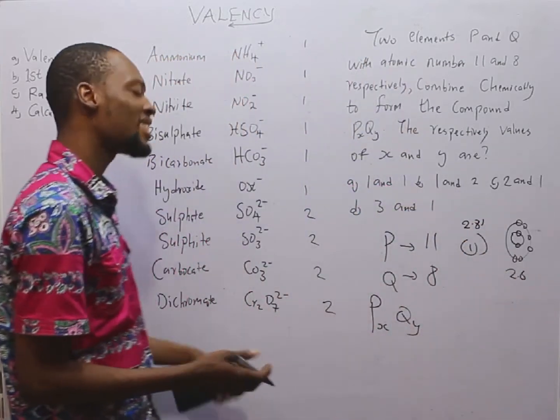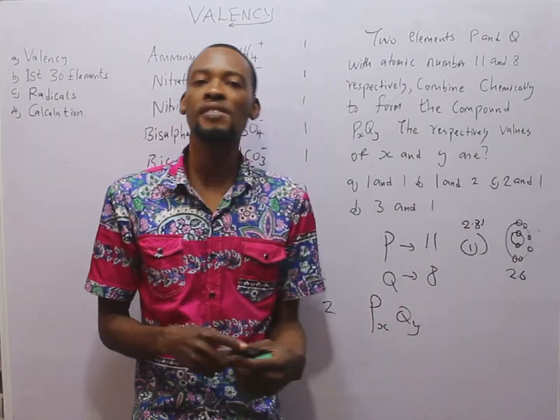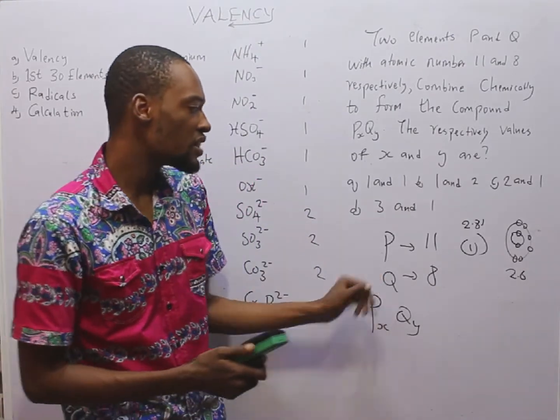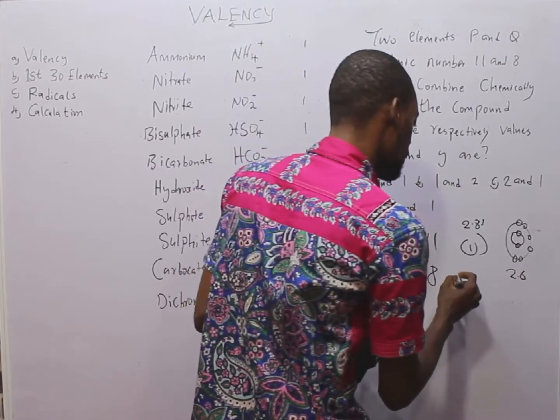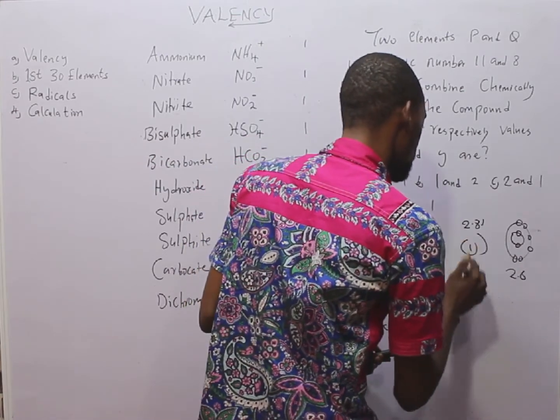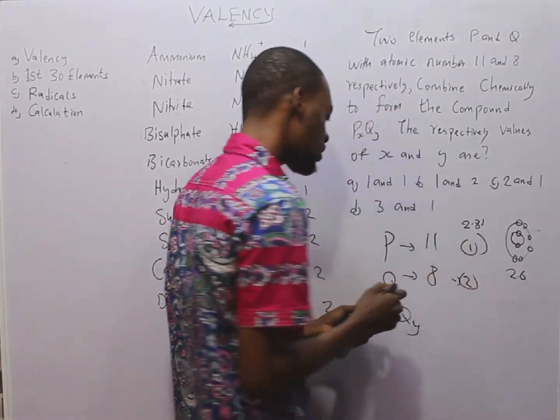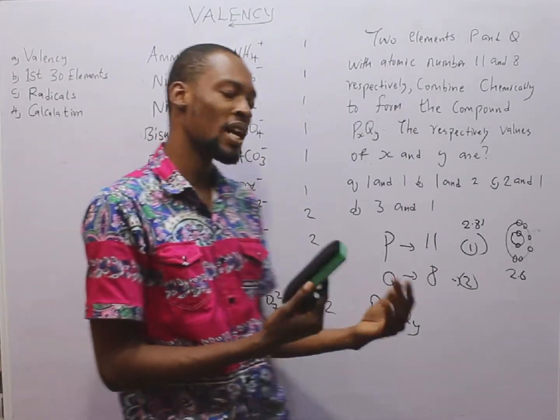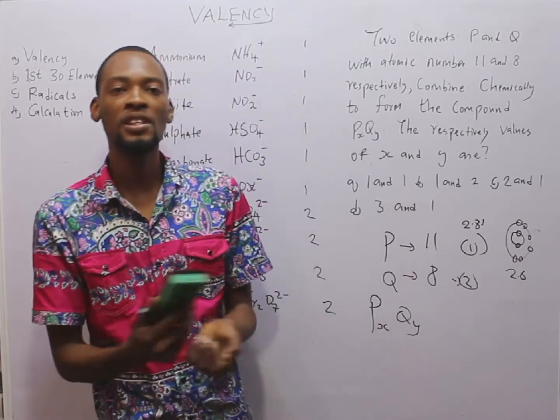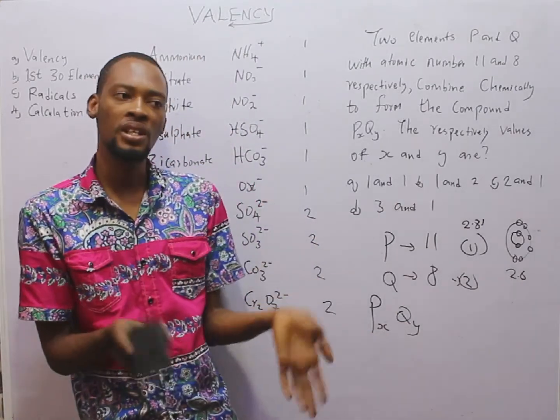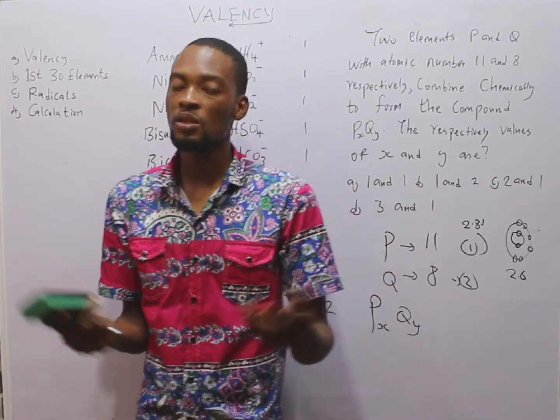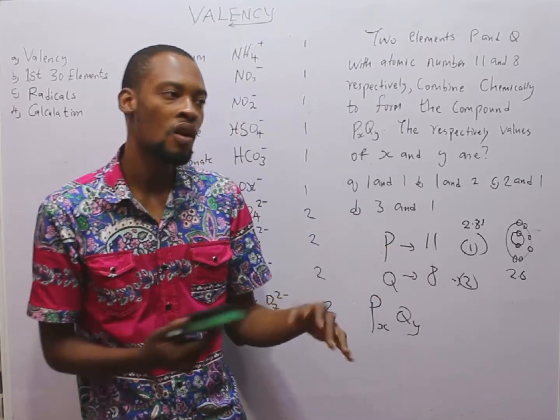An element with 6 electrons in the outermost shell will not give out the 6. Instead, it will accept 2. So the valency of this one is 2. This one is 1. So valency of 1, valency of 2. That is the combining power. Group 1 elements, we have valency of 1. Group 2, we have valency of 2. Group 3, we have valency of 3. Group 4, yes, we have valency of 4. Carbon is tetravalent, so carbon has a valency of 4, and so on.